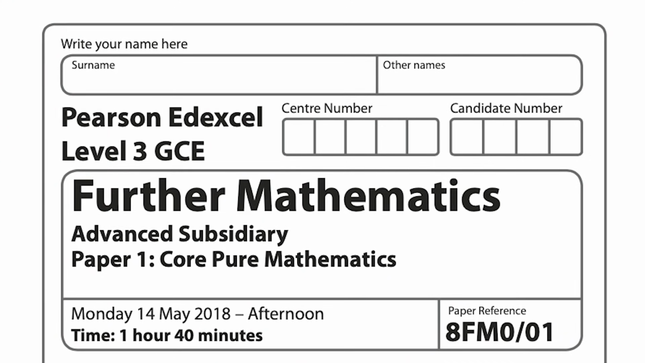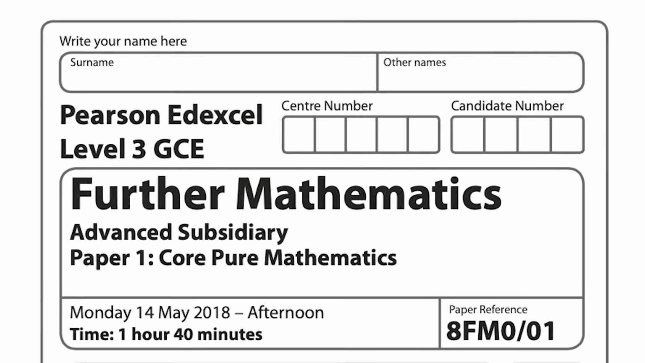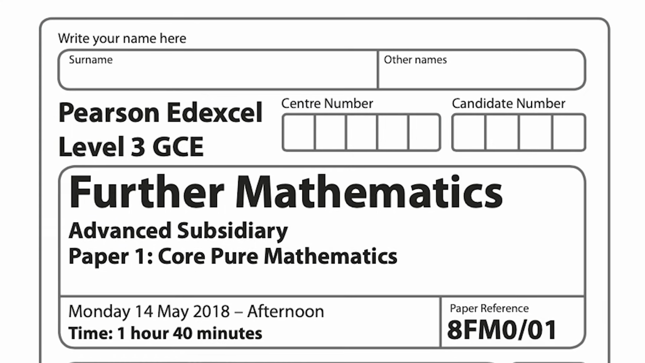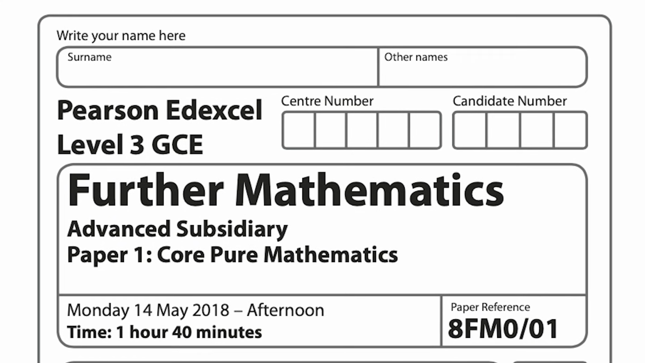Right, let's do this. So I've got the Pearson Edexcel 2018 Core Pure Mathematics, Further Mathematics paper. Again, I'll put a link in the description so you can have a go at this paper for yourselves. I'm actually going to pay attention this time. It says there are 9 questions and the total mark for this paper is 80, and I've got 1 hour and 40 minutes. Right, my time starts now.